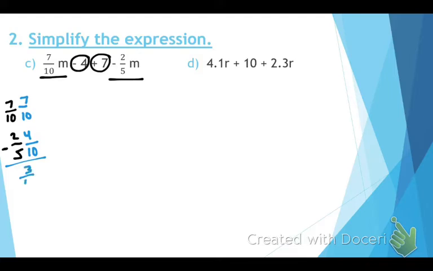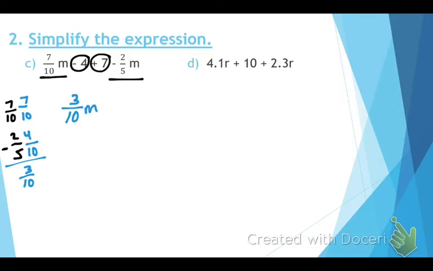3/10. Very good. Hayden, is it going to be a positive or a negative? Okay, we're going to take the sign of the larger number, which was a positive. So we know it's going to be 3/10. And Angeline, what family is the 3/10 in? Very good, it's in the M family.